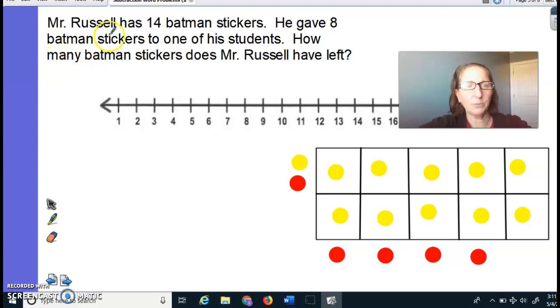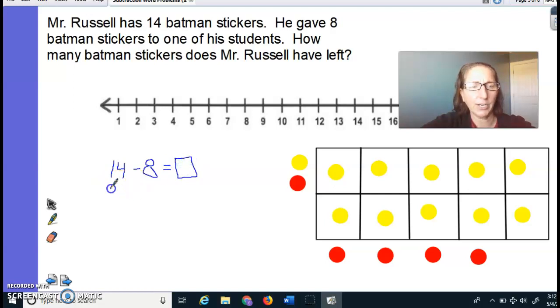Our next problem says Mr. Russell has 14 Batman stickers. He gave 8 Batman stickers to one of his students. How many Batman stickers does Mr. Russell have left? So we know Mr. Russell started with 14 stickers. And I went ahead and put 14 circles on your 10 frame, 10 on and 4 off, which makes this number 10 and 4. We're subtracting the ones he gave away. He gave away 8. So 14 minus 8 equals, and that's what we're trying to figure out today.